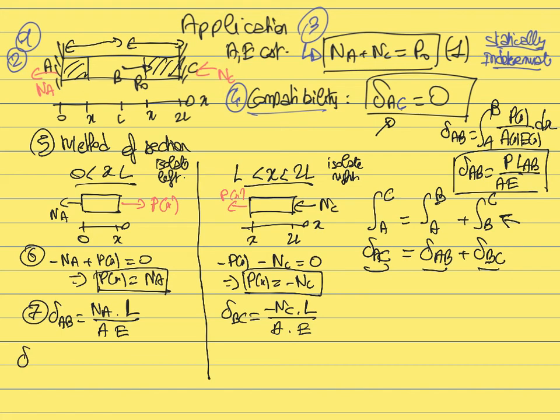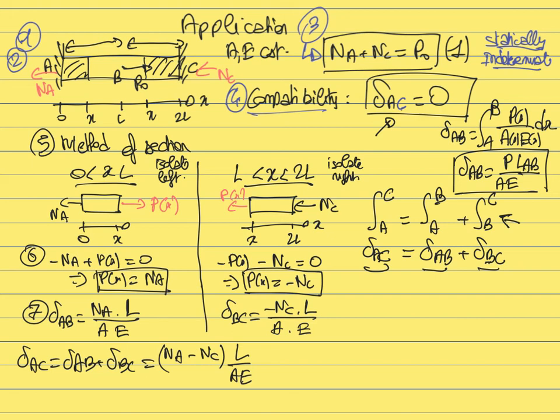Now we can calculate the total elongation between A and C. It's going to be equal to the elongation between A and B plus the elongation between B and C. That is to say, it's going to be equal to (Na minus Nc) times L divided by AE, by combining the two equations that we previously found.